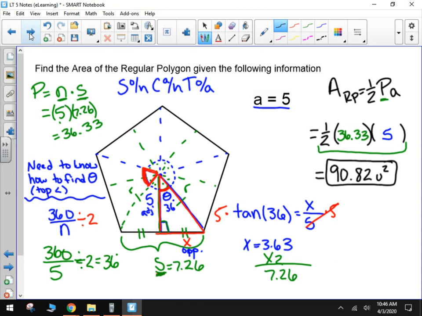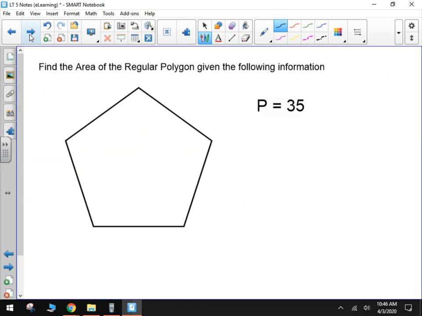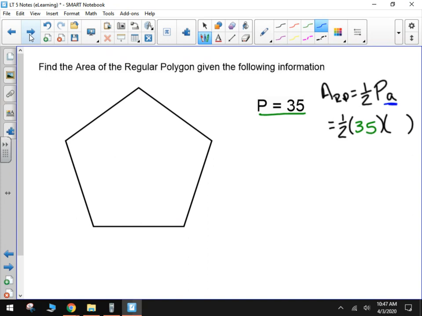Let's try another one. In this one, I want you to find the area, but instead I give you the perimeter. So remembering, my area of a regular polygon is 1/2 the perimeter times apothem. So I need to put the perimeter in and the apothem. They give me the perimeter, it's 35, which means I need to find the apothem. From the center down, that's my A, that's what I need to find.